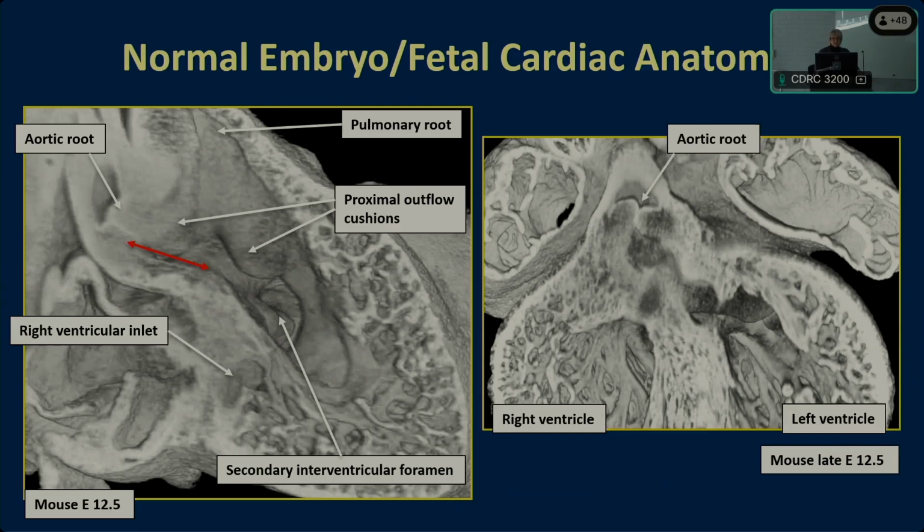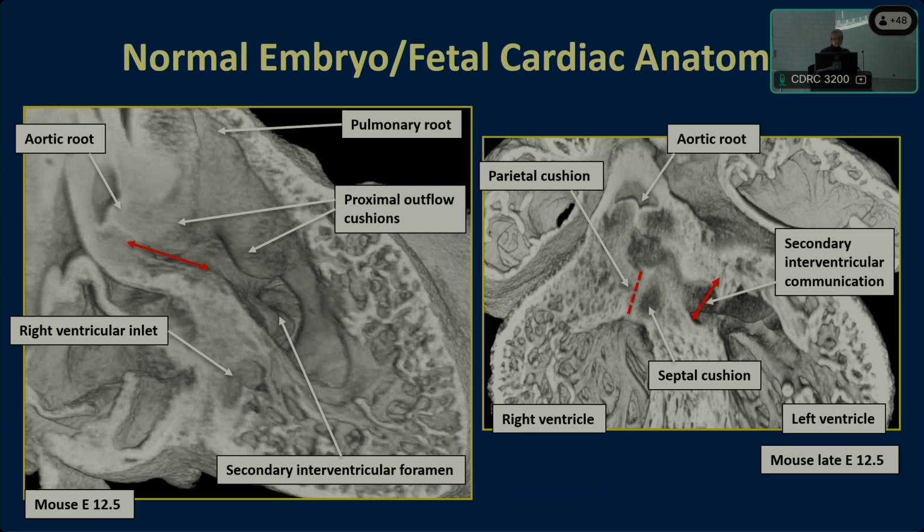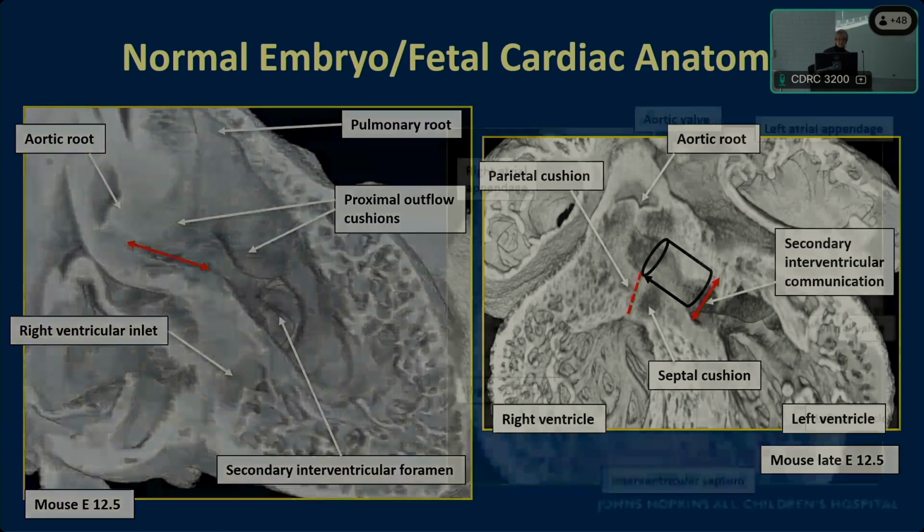So you can see that the aortic root is still sitting atop the right ventricle, and you can see where the septal cushions are now fusing, and that is the area where they will fuse, and here is now the secondary interventricular communication. So you can see that the aorta is becoming committed to the left ventricle, and that secondary interventricular communication now forms the left ventricular outflow tract.